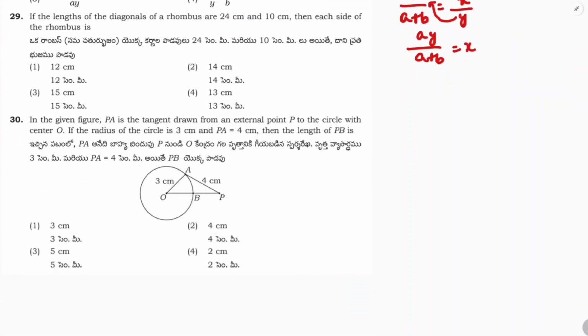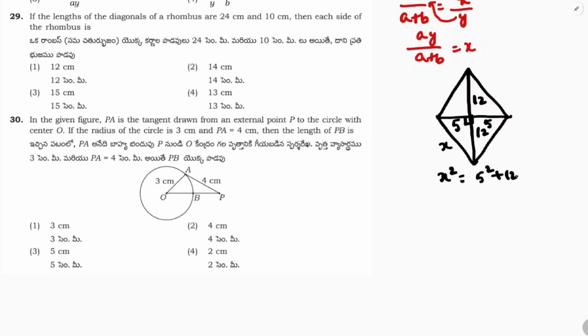If the lengths of the diagonals of a rhombus are given, then find each side of the rhombus. See, this is based on Pythagoras theorem. Diagonals bisect each other. So if it is 24, I'll write 12 and 12. The other one is 10, so I'll write 5 and 5. Diagonals bisect each other perpendicularly. So I need to find the side. Applying Pythagoras theorem, hypotenuse square equals sum of the squares of the other two sides. So x square is 25 plus 144. X square is 169. X equals root 169, which is 13 units. Here it is centimeters. So the correct option is 4.